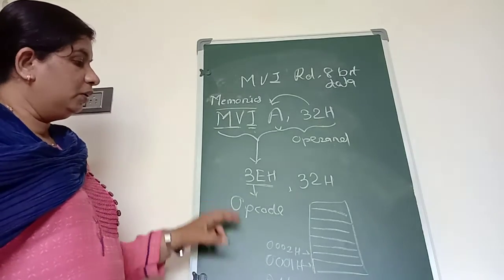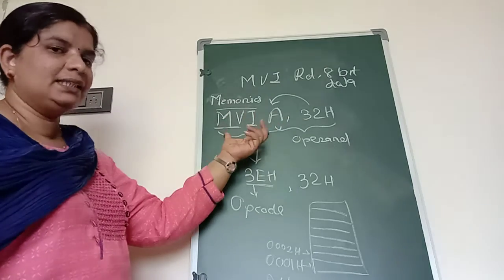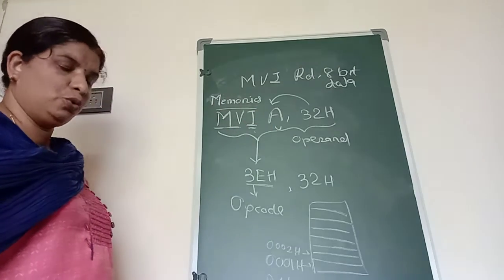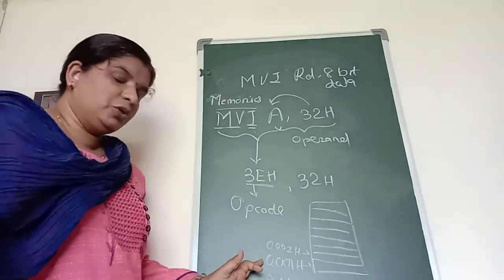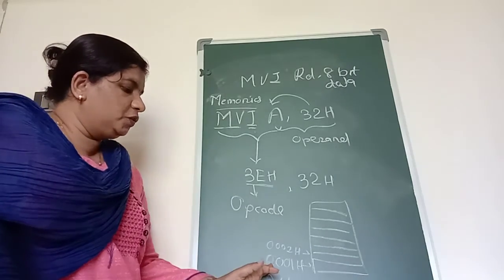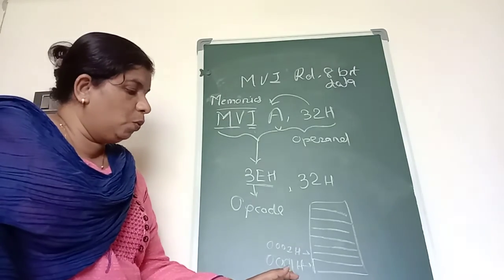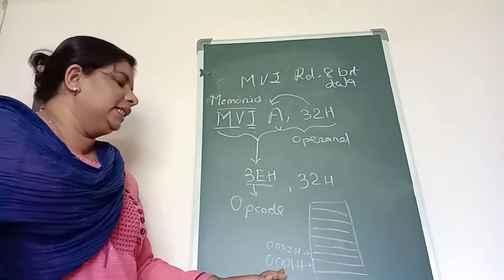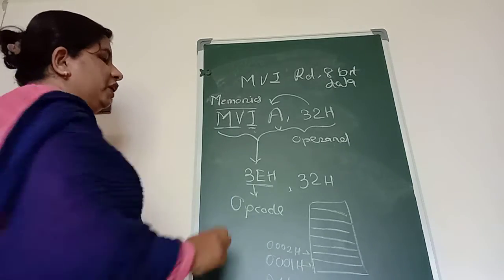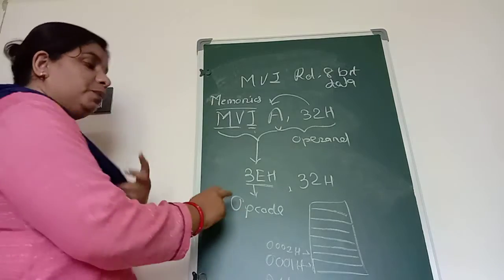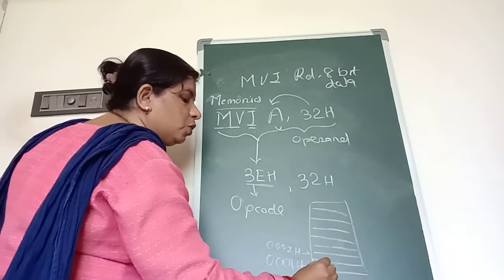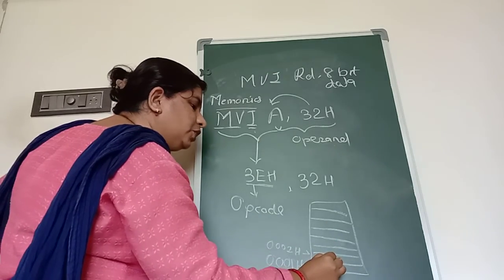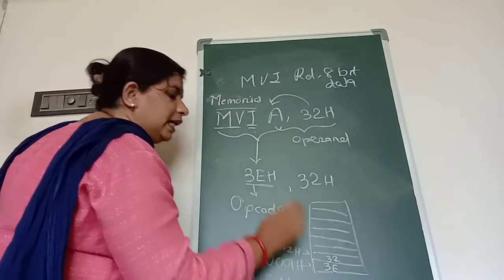To store this instruction, as this is a 2 byte instruction, let's see how the instruction will be stored. Suppose the controller starts saving the instructions from the location 0001H. Again, it is not a decimal number, it is a hexadecimal number. So the processor will store 3E at this first location and 32 at the next location.